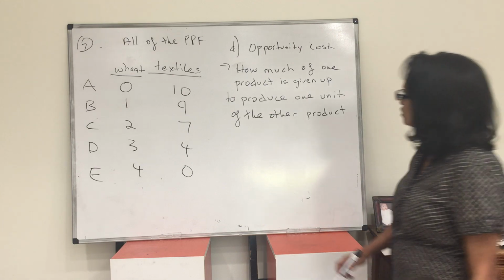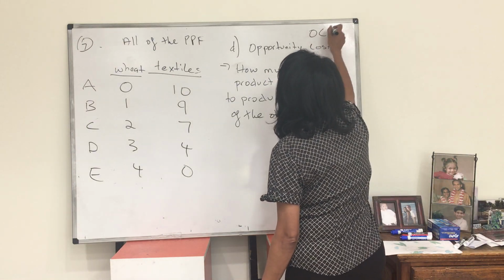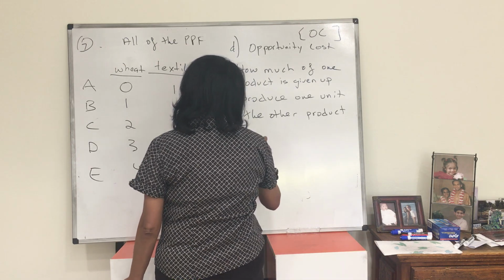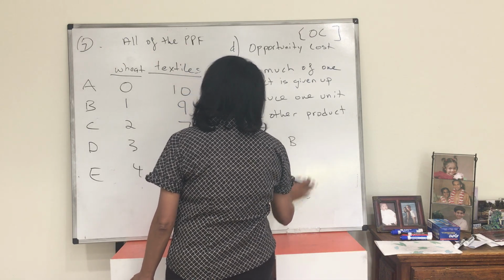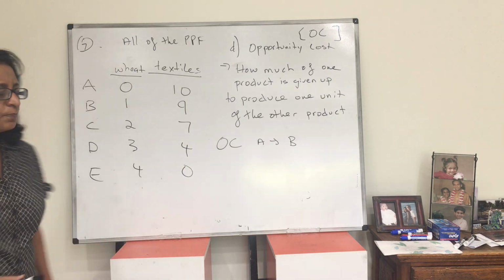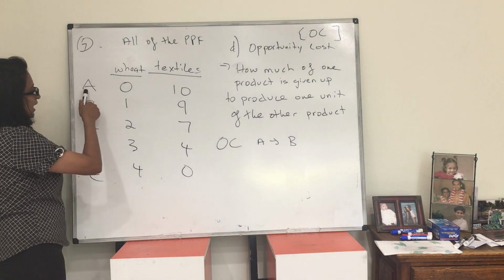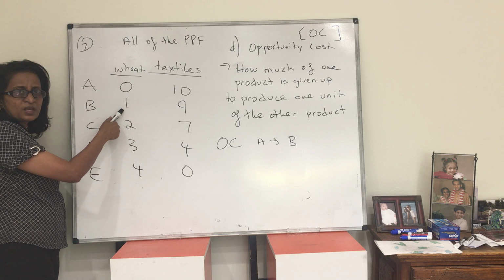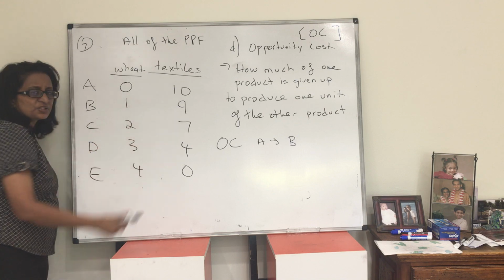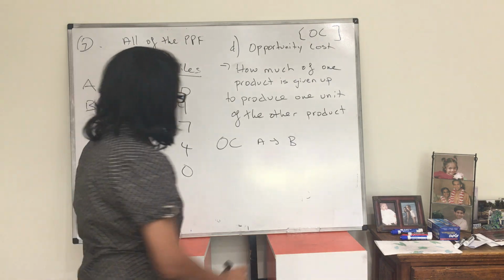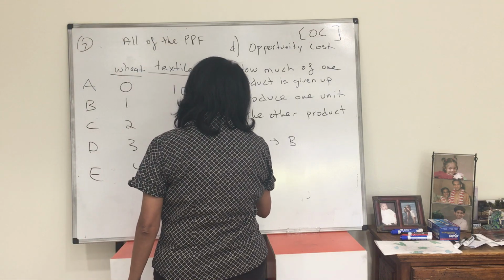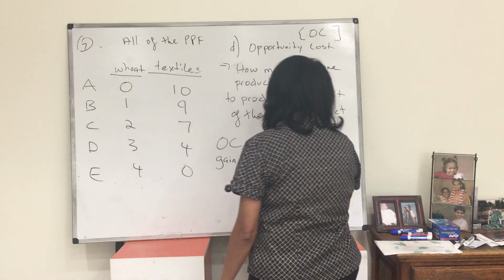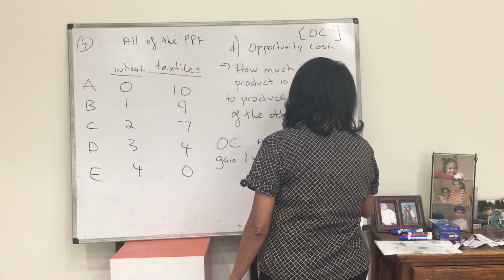Okay? So let's do the opportunity cost. Let me just call this OC for opportunity cost so I don't have to rewrite it again. What is the opportunity cost when you went from A to B? Let's say you're producing at A and the production went to B. What did you gain from A to B? You gained 1 wheat. What did you give up? 1 textile. From 10 to 9 is 1 textile.